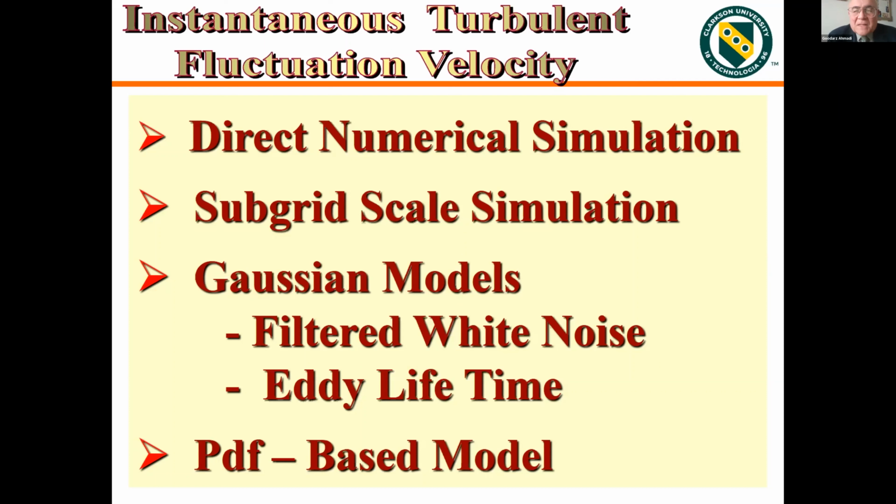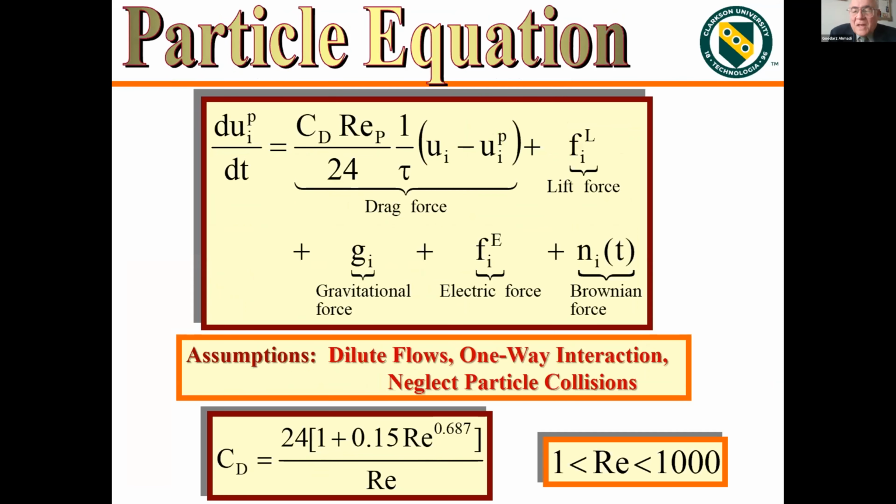But when you do LES or a RANS model, we need to understand how the fluctuation disperses the particle. And there are different models. There are subgrid scale models, Gaussian filtered models, PDF models, and various types. And these need to be able to accurately generate the fluctuation so that we can come up with reasonable answers.